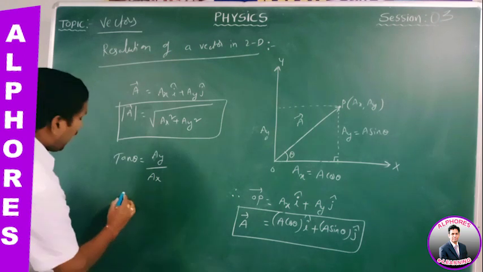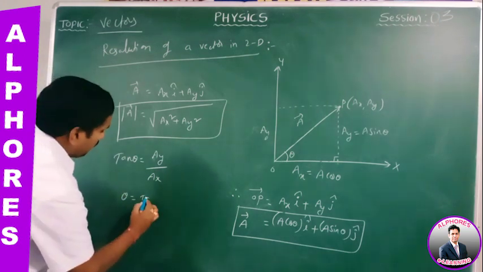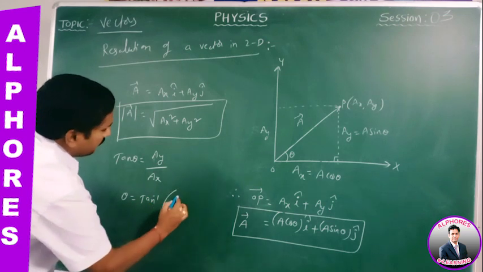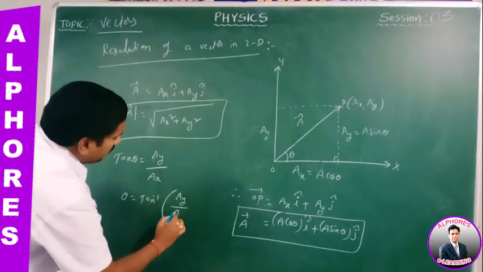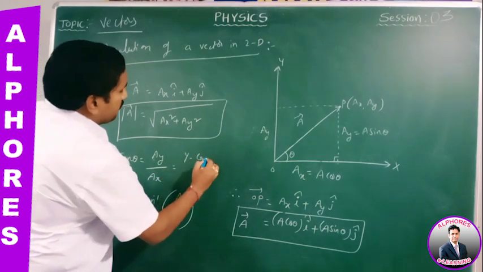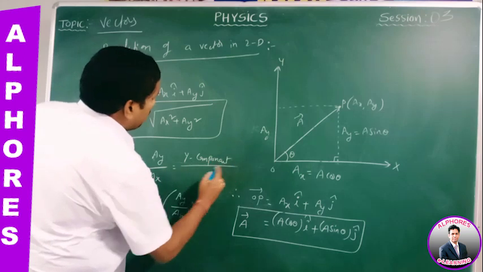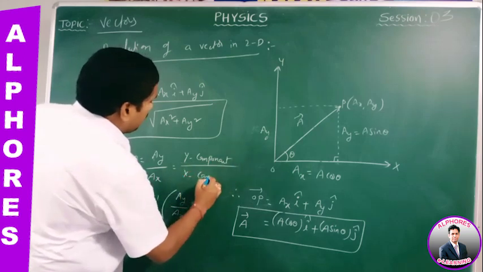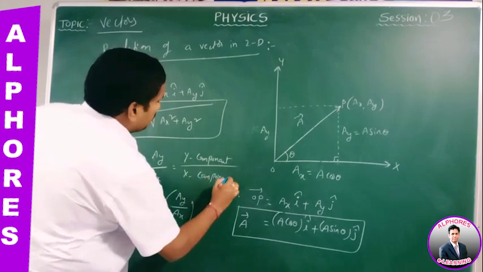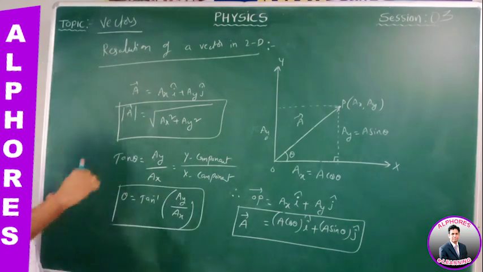Then what is the angle made by any vector in two dimensions? Theta is equal to tan inverse of ay by ax. So this is nothing but y component by x component of the vector. So this is the method to find the angle made by the vector.